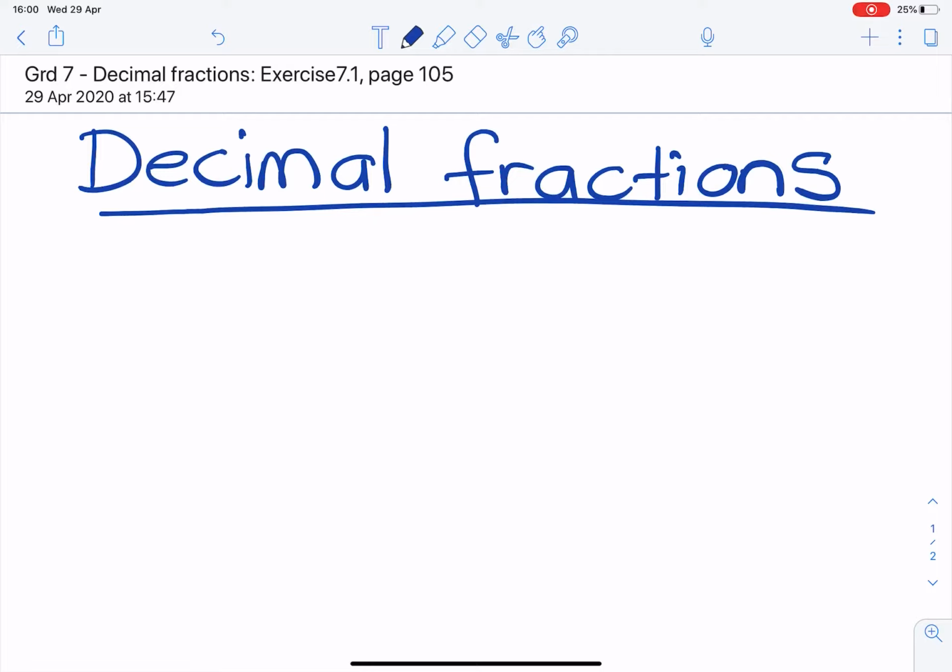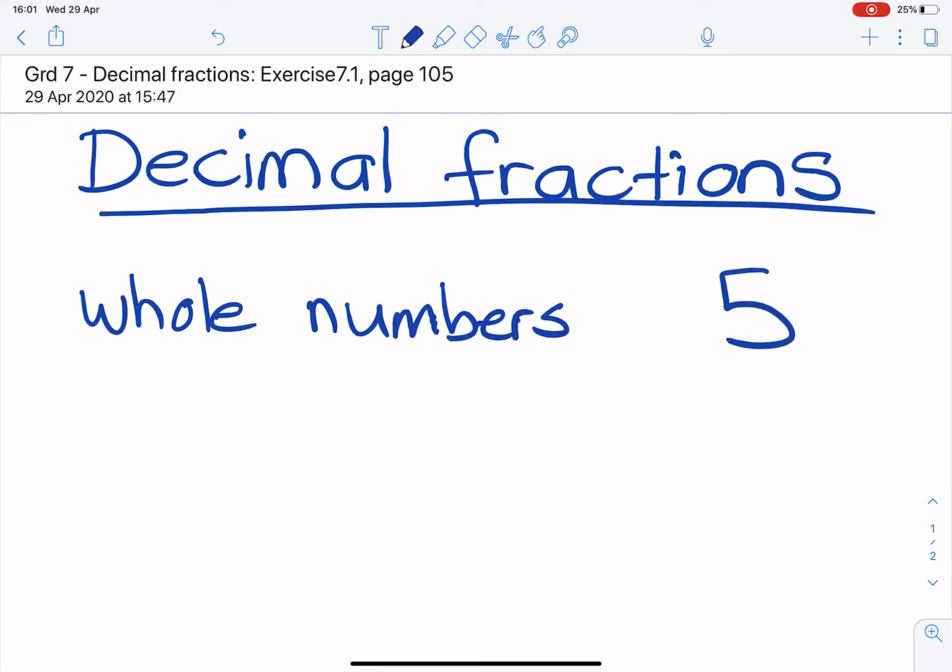We are starting a new section this week called decimal fractions. Now, you did do decimal fractions in grade 6, so hopefully after I've spoken for a bit, you will start to remember what decimal fractions are. We get different kinds of numbers. We get whole numbers. So 5 would be a whole number, or 55, or 165. Those would be whole numbers.